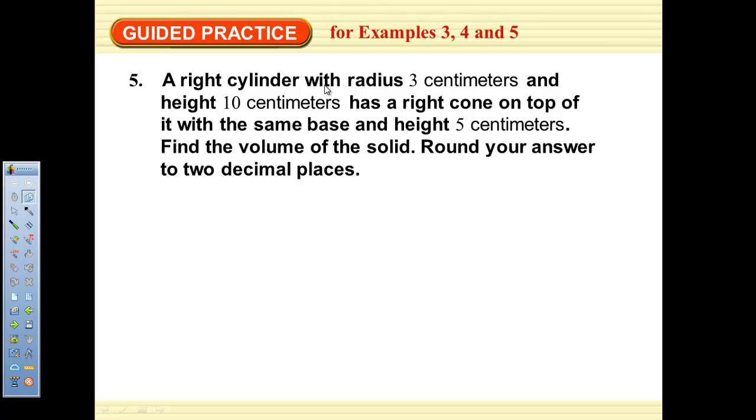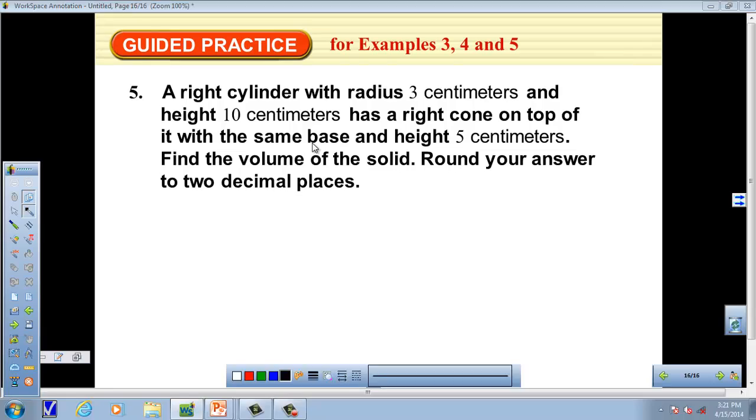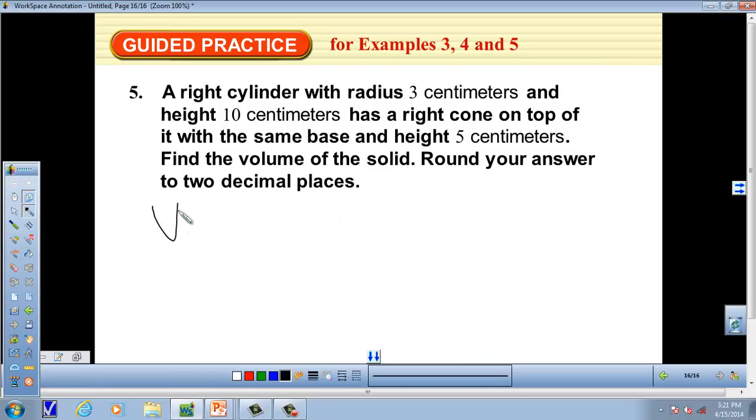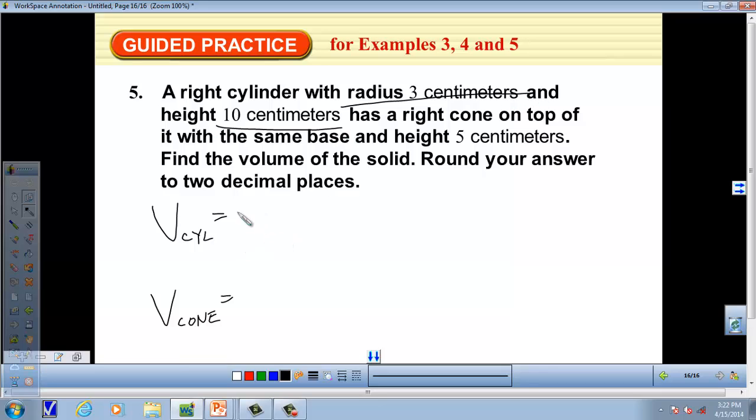And here's another one. We have a right cylinder, and on top we have a right cone. I'm not going to draw a picture. We'll just do this. So we want to find the volume of the cylinder, and the volume of the cone, and then add those two together. We know that the radius here is 3 and the height is 10. So for the cylinder, it would be pi times 3 squared times 10. 3 squared is 9, so that would give me 90 pi. And I'm actually going to keep it in terms of pi.